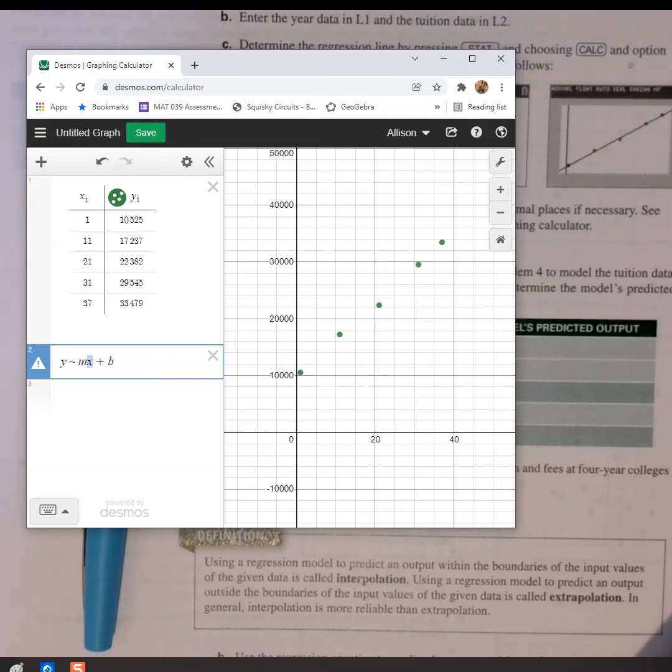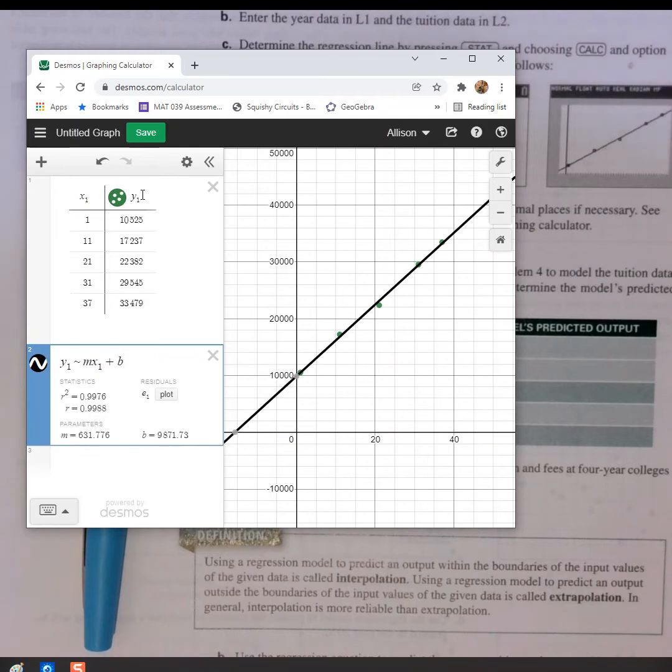So X, I want to tell it where to find the X data. That's from the list that in this table is called X1. So I'm going to change the name of this from X to X1. And then where to find the Y data? Well, that's in the list right here called Y1. And there it is. Okay, so the regression line statement is Y1 tilde, for approximate, Y1 is approximately equal to mx1 plus b. And what this does is it computes the slope, the m value, as you can see in our parameter section, and the y-intercept, the b value, that will best fit this data set.